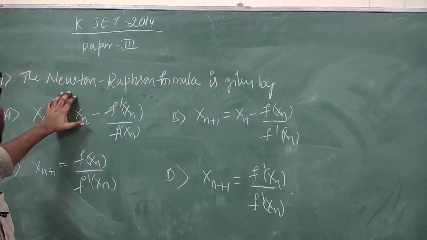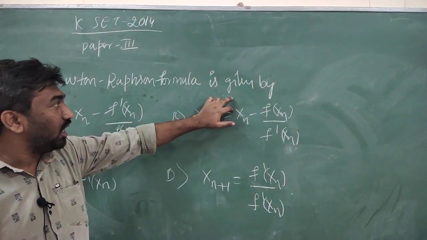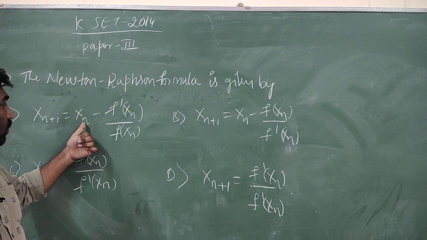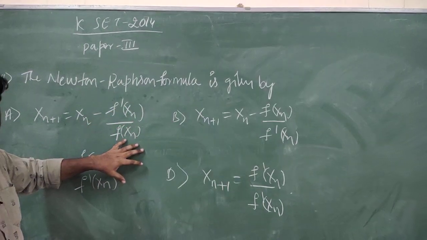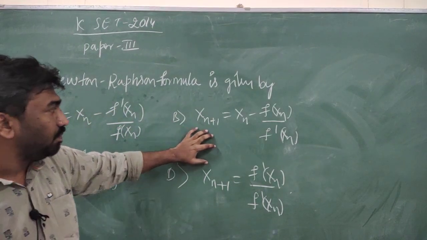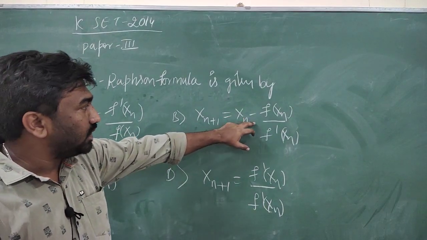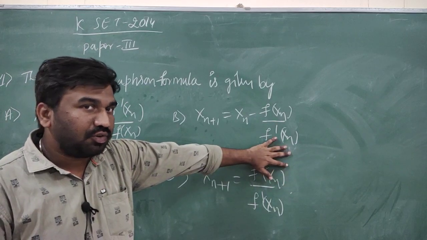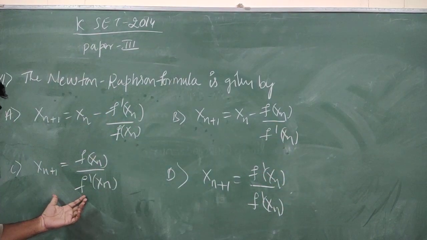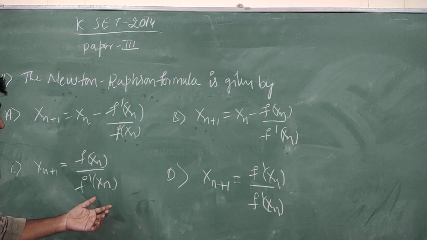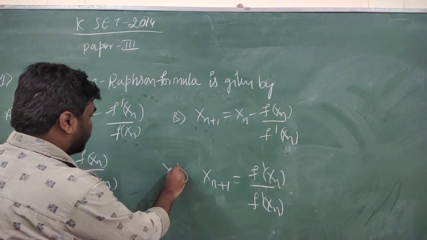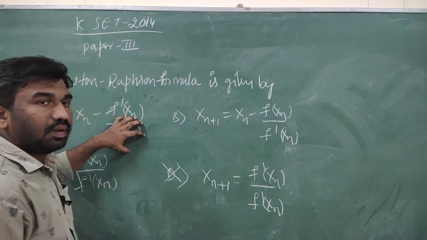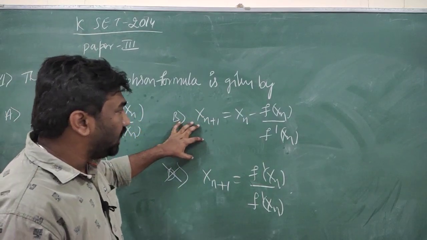So the question is like this: the Newton-Raphson formula is given by. These are the options: xn plus 1 is equal to xn minus f dash of xn divided by f of xn, and option B is xn plus 1 is equal to xn minus f of xn divided by f dash of xn, and the others. So these two are not a solution.